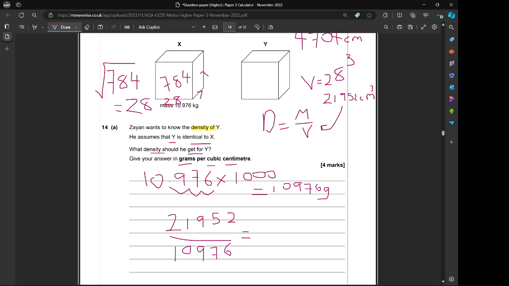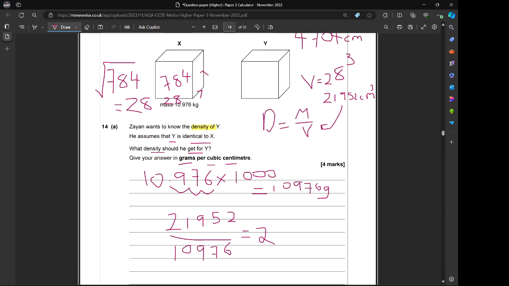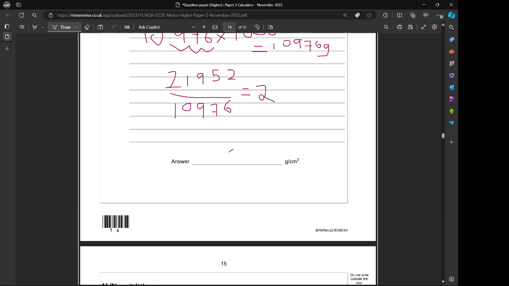So 21,952 divided by 10,976. Okay, we get 2. He assumes that y is identical to x. So the density of y is going to be 2 grams per centimeters cubed. Does that make sense? Okay. So Jem says yes.